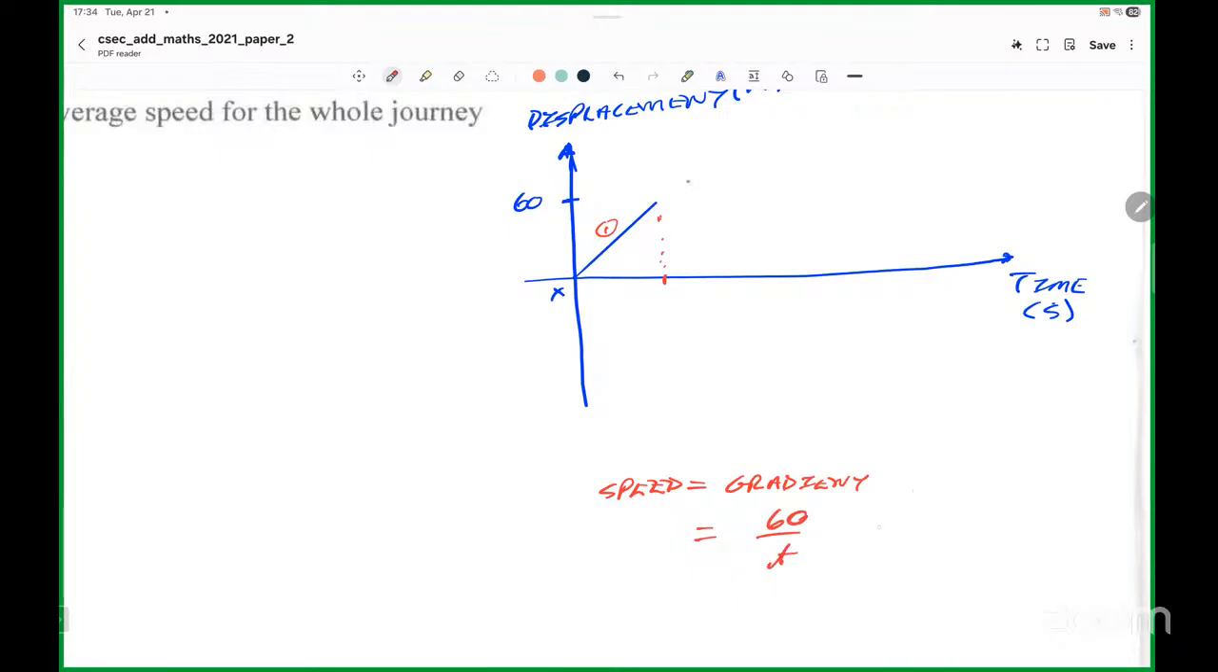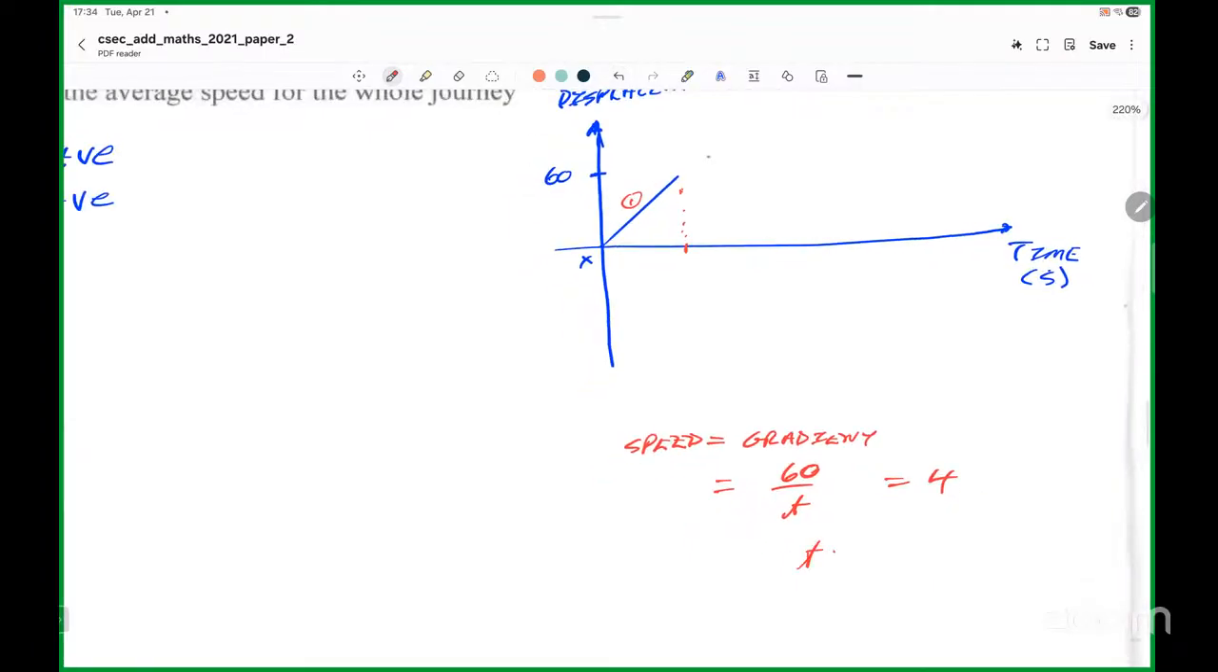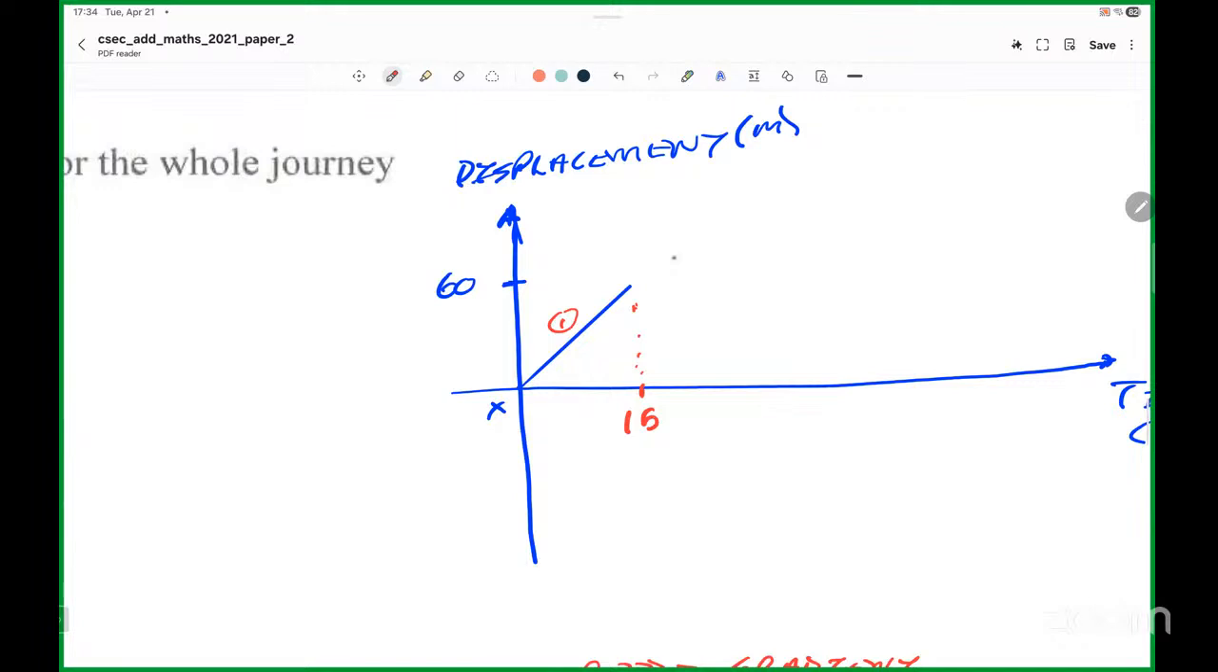And that speed, they said, is equal to 4 in the first segment. That's in the first segment right here. So speed equals distance over time. So the distance is 60 and the time is what we're trying to find. Based on this, the time is 60 over 4. If you transpose it, multiply by time and divide by 4. 60 over 4 is 15. So it takes 15 seconds. So right here says 15. I'm just doing a distance time graph. They never asked for it, but just for practice, in case they did.